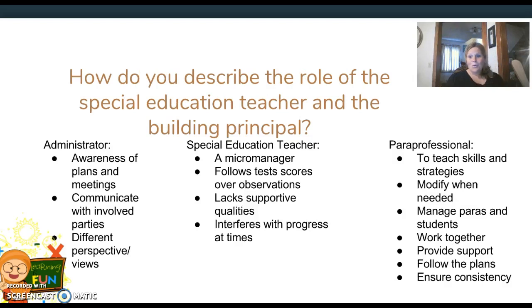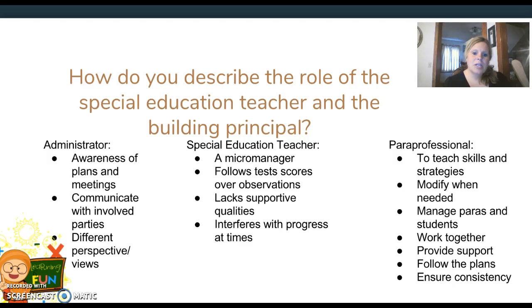So, the role of the special education teacher and the principal together is to be aware, to communicate, and to understand the different perspectives that are coming in. From the paraprofessional, you need to teach those skills and strategies. The role of the building principal and teacher needs to be one of management, to be able to work together to provide support, ensure consistency, and follow those plans.